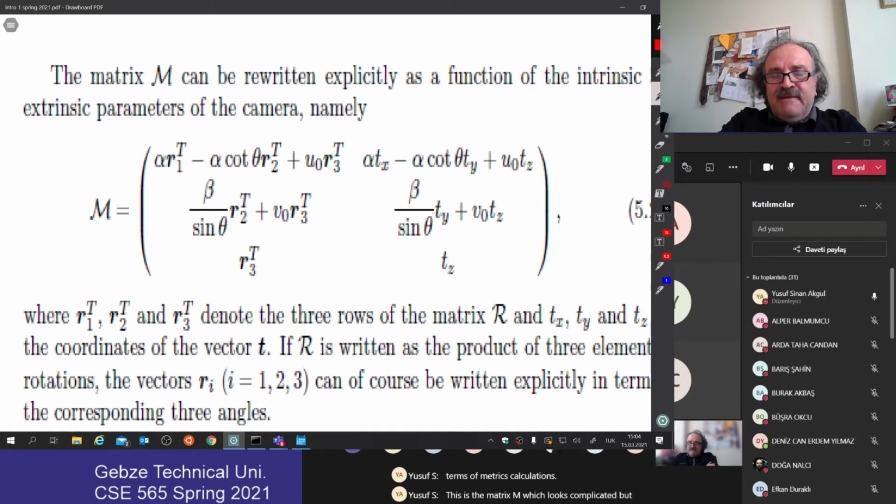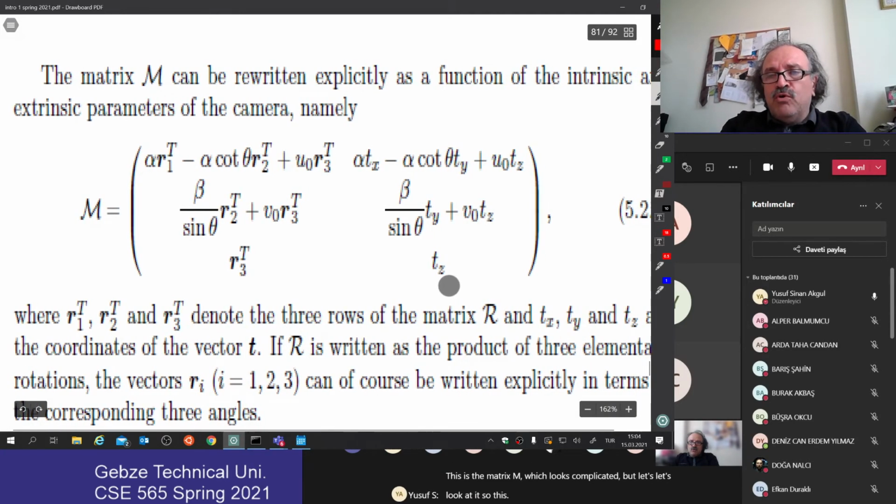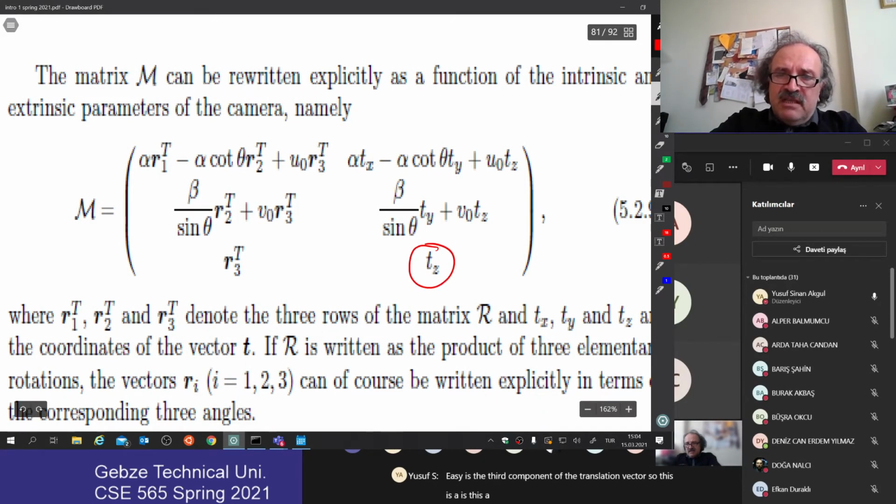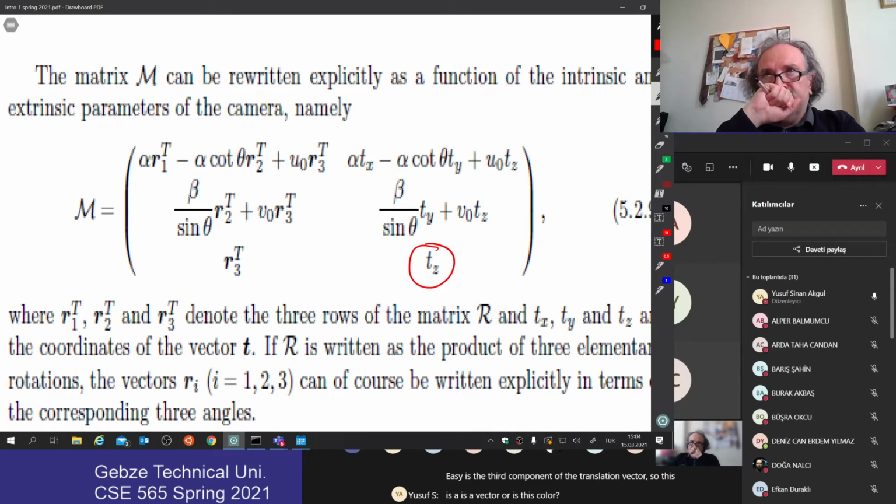But let's look at it. So this TZ is the third component of the translation vector. So is this a vector or is this a scalar?